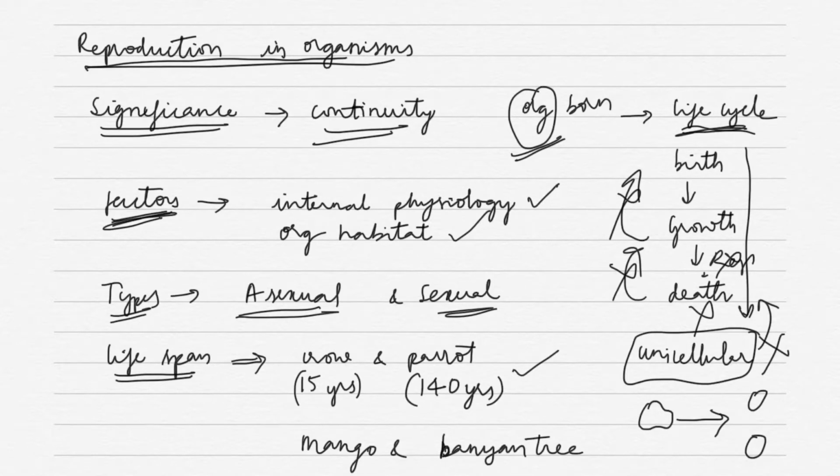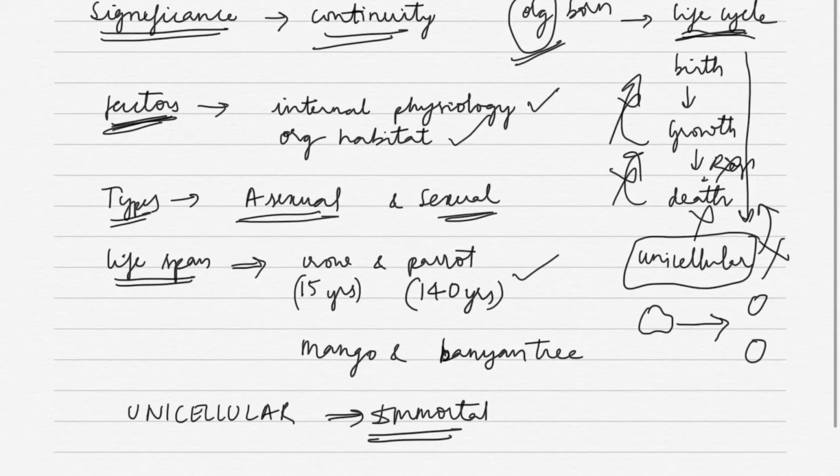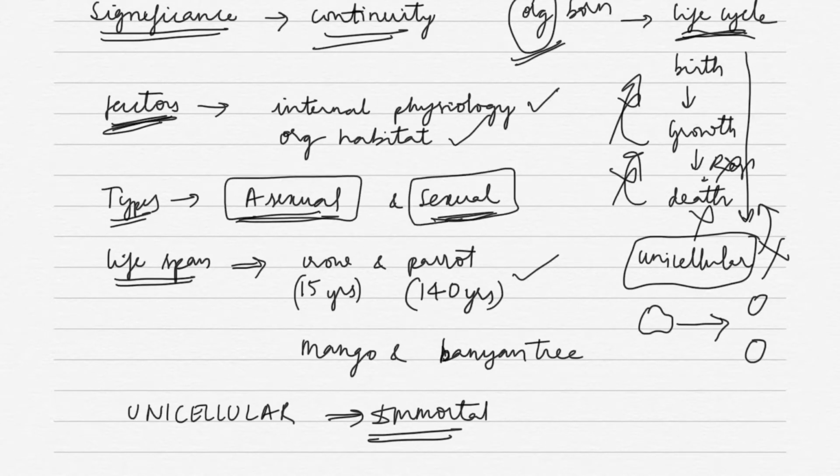Then what are the factors affecting reproduction? We have internal physiology and organisms habitat. So coming to types of reproduction, we have asexual reproduction and sexual reproduction. Lifespan, again, it refers to the duration for which an organism survives. Crow and parrot are usually compared because their size is almost comparable.